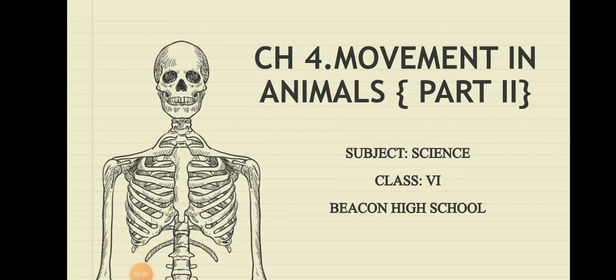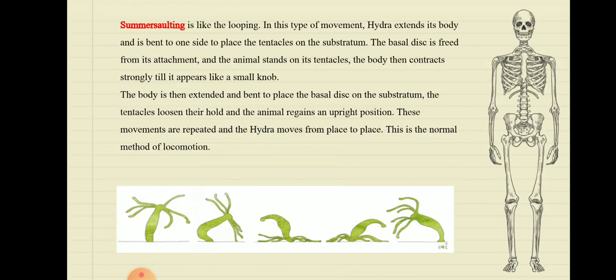Hello. So we'll move on to the next part of our chapter, part 2 of movement in animals, fourth chapter. Earlier we have seen how the animals who don't have the vertebral column, the invertebrates, move. We will continue with that. The next organism is Hydra, which is again an aquatic multicellular organism which moves very slowly with the help of its tentacles.